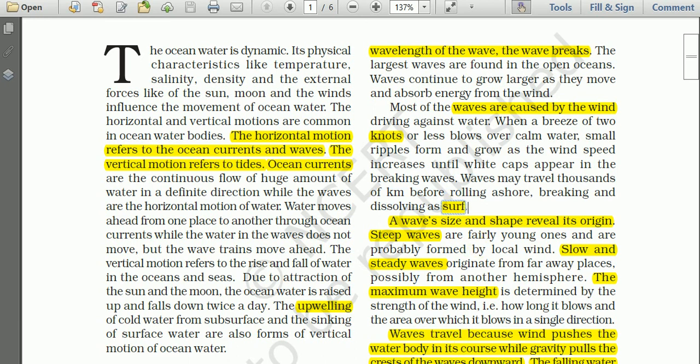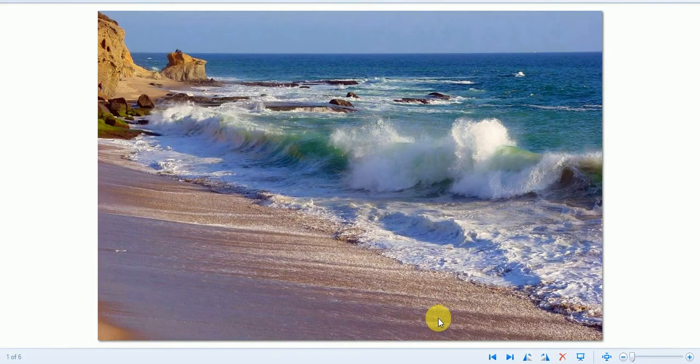As this photograph shows a breaking wave, it breaks here. It is also known as surf. Actually, surf refers to the foam, as you see here, then the splash, and the sound of the breaking wave. That is known as surf, S-U-R-F.